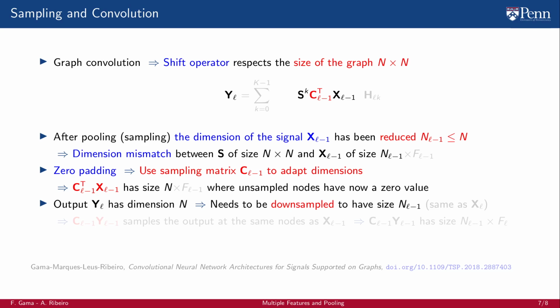But this means that now the output y_L has dimension n, so we kind of lose what we gained by pooling. What we need to do is to downsample it again to have size N_{L-1}. So we multiply with C_{L-1}, getting a signal with the same size as the input x_{L-1}, but with F_L features instead of F_{L-1} after being filtered at layer L.